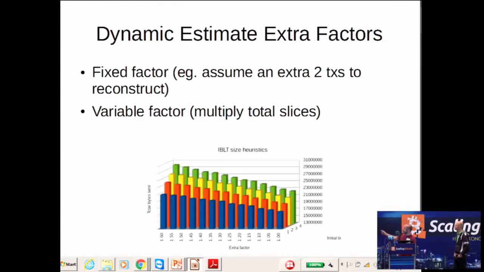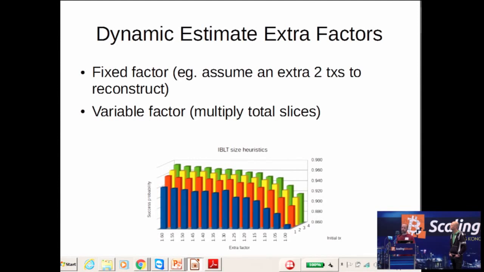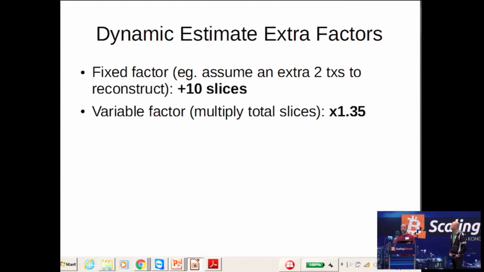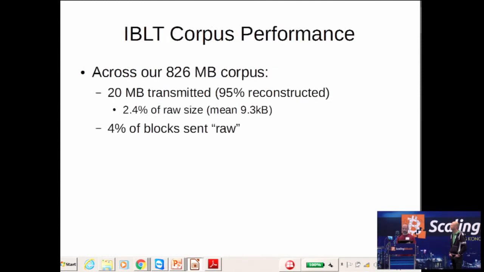So if you have this, on the z-axis is the number of transactions that you assume that they don't have, and on the x-axis is basically the extra factor that you choose. And of course, it's a linear relationship: as you bump these factors up, your IBLT gets bigger. But your recovery probability is not linear. So you squint at these numbers for a bit, and you play around. And the answer is you basically add 10 slices to the number that you would have needed to reconstruct the block, and you multiply the whole result by 1.35. And that, across our 826 megabyte transmission across the corpus, gives us a result of about 20 megabytes transmitted for 95% reconstruction, or about 2.4% of the original transmission size.